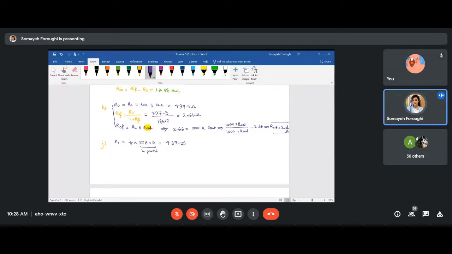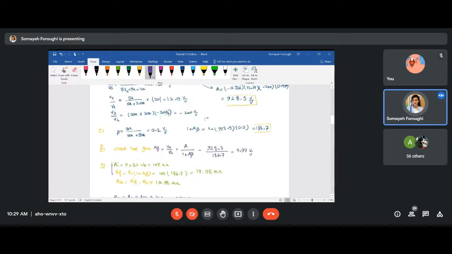Right? So if this is the case, what will happen to AF? Again, AF is A over 1 plus A beta. So again, 464.25 over 1 plus 464.25 times 0.2, and you will have 4.947 volt per volt.